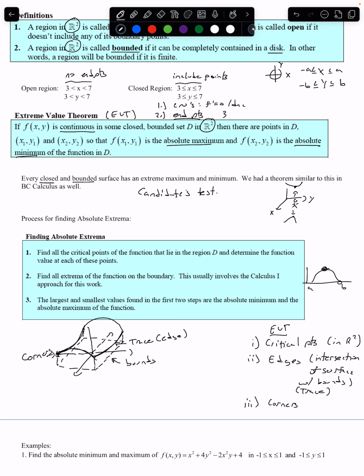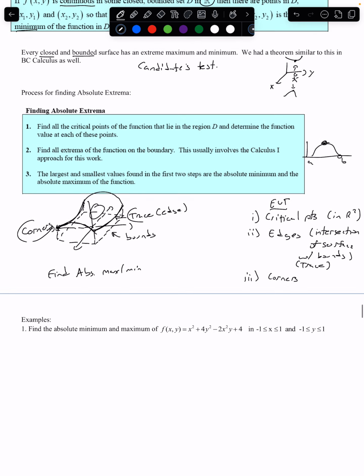And what we want to do is check everything within the bounds. We have to check the traces and the corners. So we're going to check all of those points to find the absolute maximum and minimum. We're going to find the absolute maxes and mins today. And it's tedious, but it's not too hard to do. So let's go ahead and take a look at an example here.